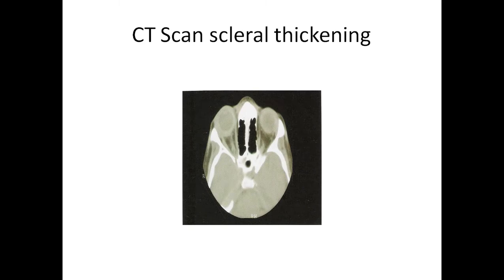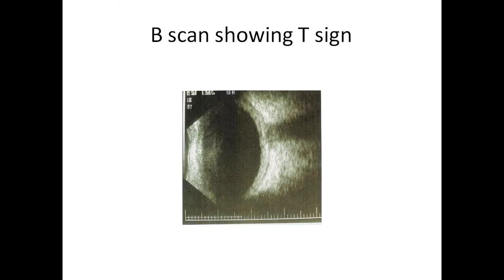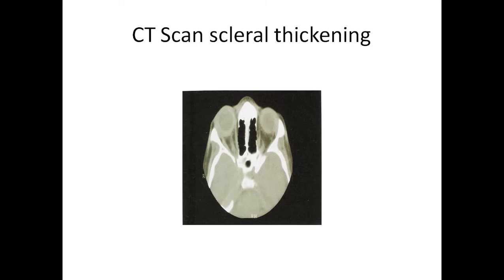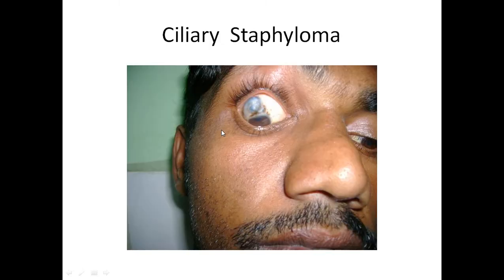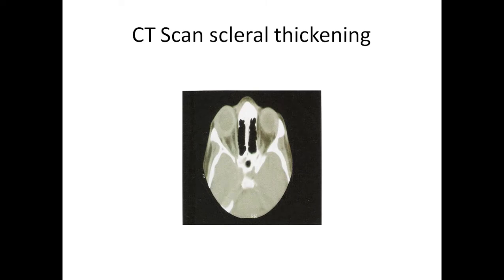A typical T sign of ultrasonography is seen in posterior scleritis. CT scan again shows thickening of the sclera. You can compare the thickness of the sclera on the right side, so here the sclera is very thick, whereas on the other eye the sclera is thin. So the typical sign of B scan and CT scan in scleritis is thickening of the sclera with exudation in between the sclera and the choroid.